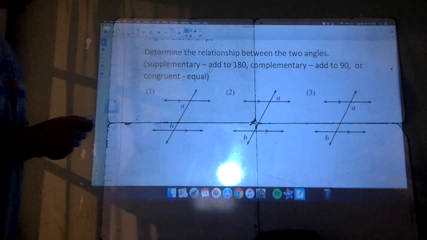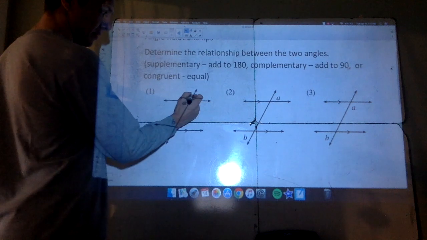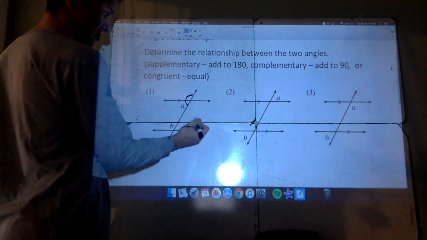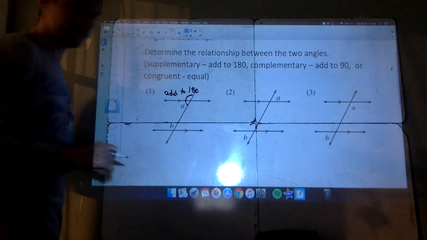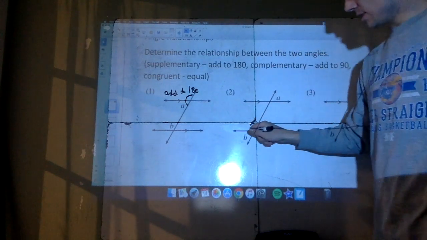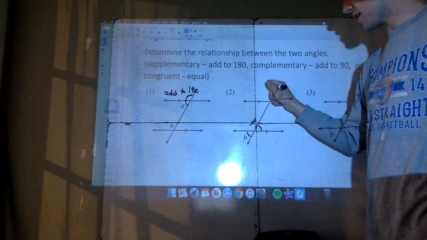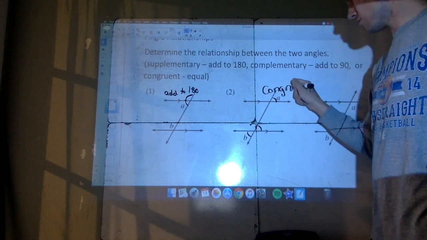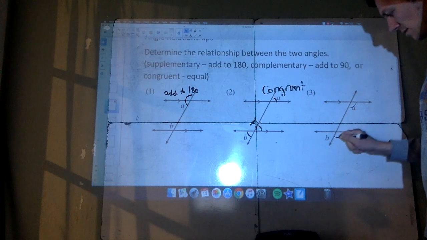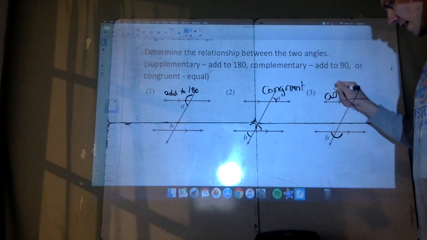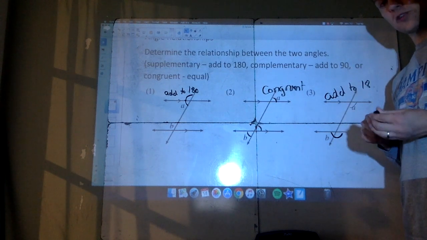All right. So you should have your guesses right now. And A and B here, well, if we slide B up, it matches right there. And we can see these two angles add to 180. If we're looking at number 2, these two angles, if we slide this one down, and then they're vertical, so they are congruent or equal. And then over here, we can slide angle A down to here, and we can see they add to 180. So supplementary for 1 and 3, and congruent for number 2.